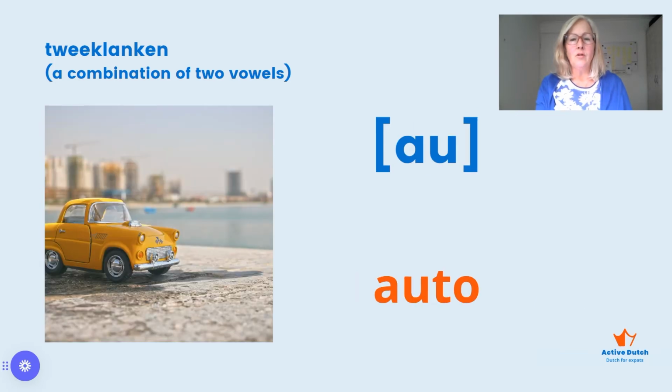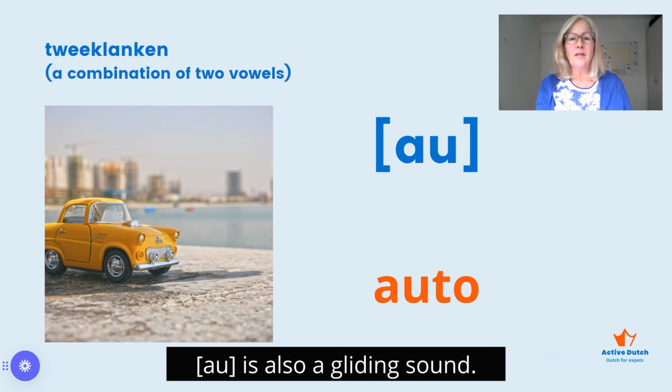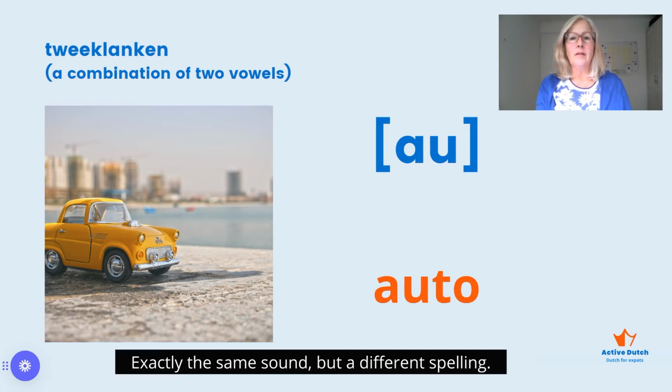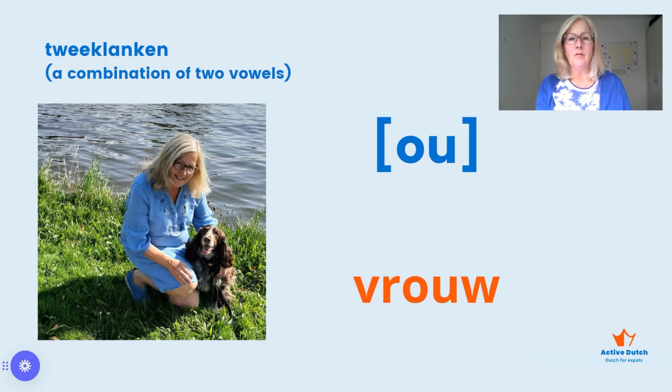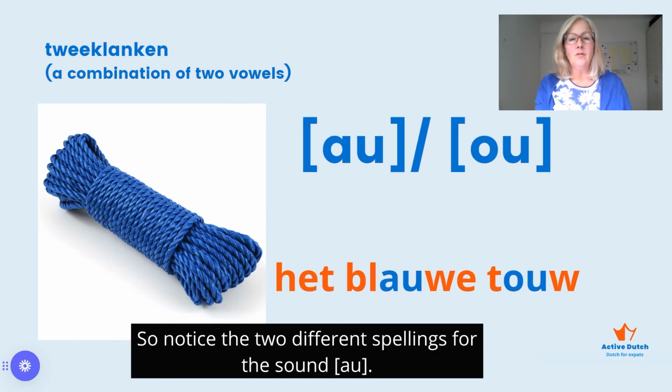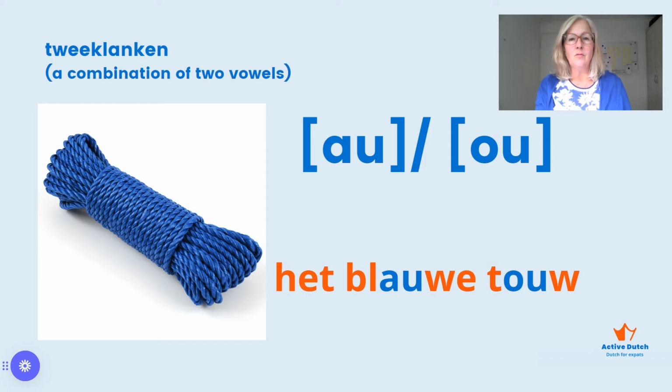Au, auto, is also a gliding sound. Au. Au, exactly the same sound, but a different spelling. Vrouw. So notice the two different spellings for the sound au. Het blauwe touw.